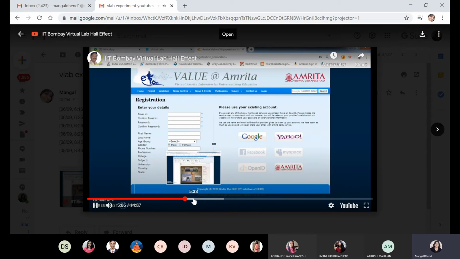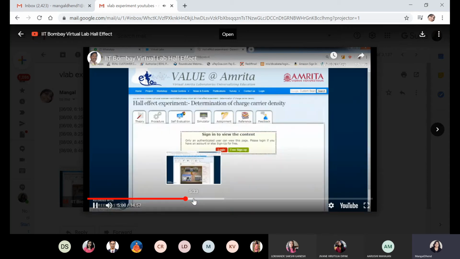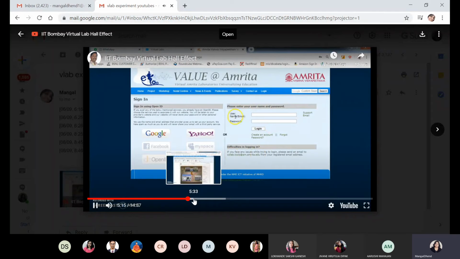Once you get that message, you go back to this simulator page. And this time you click on login. Once you click on login, you'll get this user name field. The username is the same as the email ID which you had used for the registering purpose.